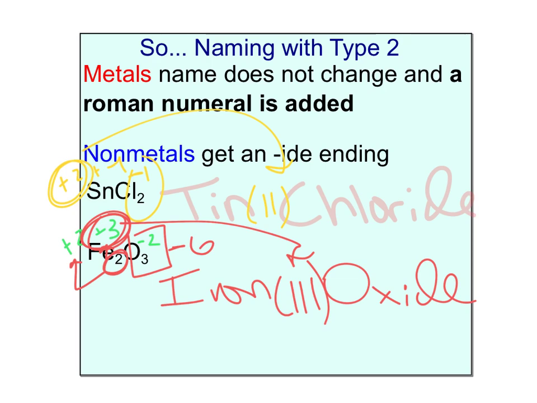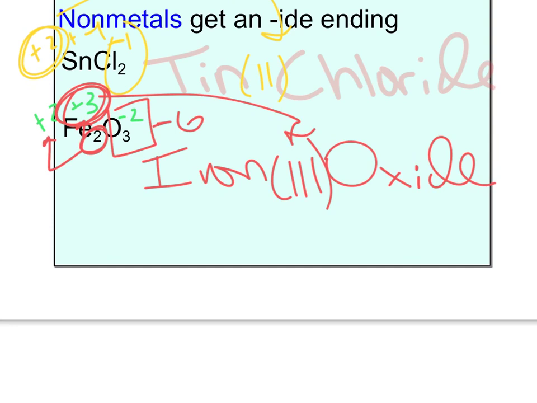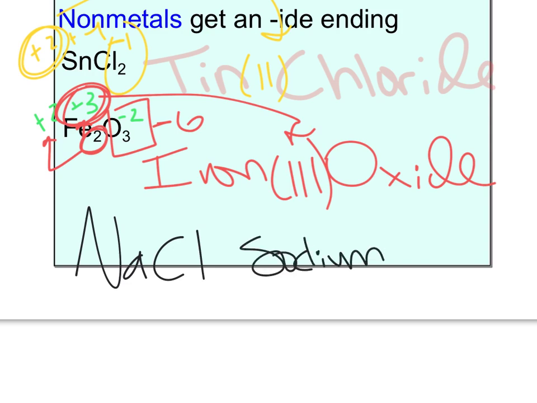Just to be clear, we only do this for metals that have multiple charges. So for example, NaCl. Na is sodium, so I'd say sodium. Cl is chloride. I'd look at my periodic table and see that sodium is only a +1. It doesn't have multiple charges, therefore I don't need to include a Roman numeral, so I just leave it as sodium chloride. That concludes how to name and write formulas for ionic compounds.